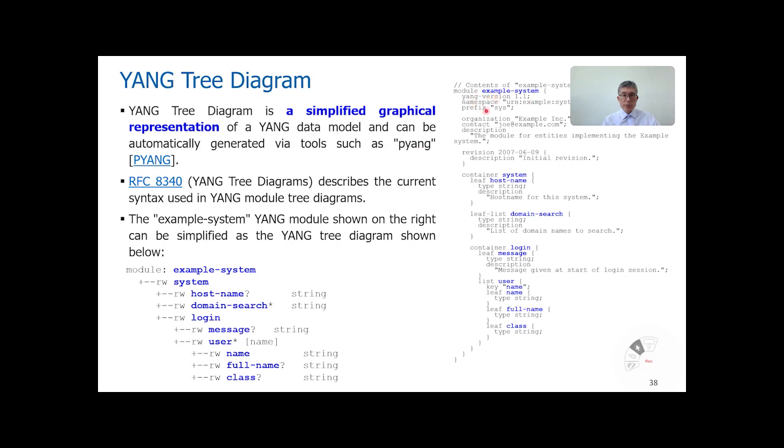So you can see the module name example-system, and then here container system, and then it includes hostname and domain-search. Okay, star indicates a list. Question mark is an optional node. Okay, the login. So login is another container. So it has message with question mark, and the user with star. This is multiple instances. This is how we can make a list. Okay, so we make a list, and the user, and then full name and class name here.